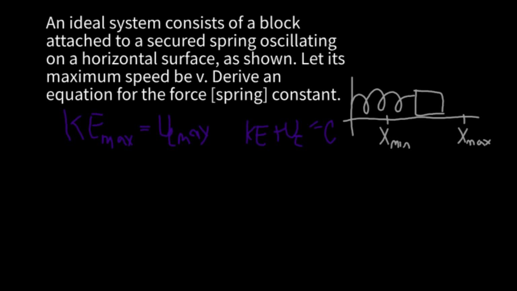Now we know our equation for kinetic energy is 1/2 mv squared. We know our equation for elastic potential energy is 1/2 kx squared. We can multiply both sides of the equation by 2. And now it's just some simple algebra to see that k is going to equal mv squared over x squared. And there's your equation for the force constant.